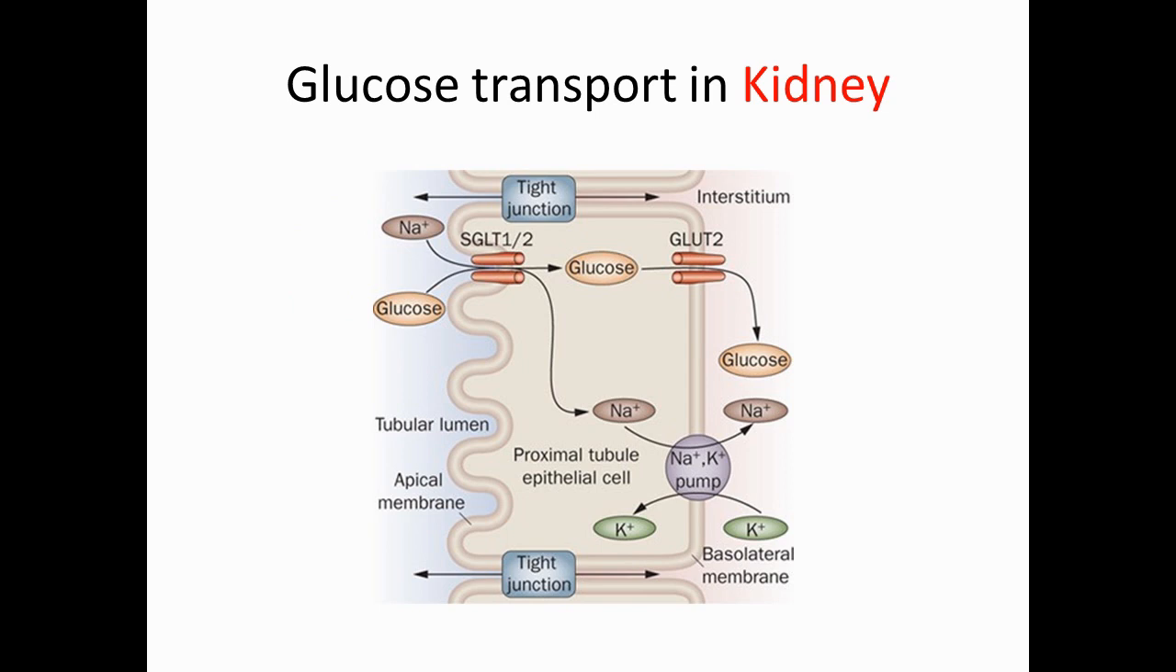So here is the picture of glucose transport in the kidney. As you can see in the picture, sodium and glucose will enter into cells with the help of the SGLT transporter, and that's why glucose concentration in the cell will get high compared to the blood vessels. So glucose will leave the cells with the help of the GLUT2 transporter, and the high amount of sodium will also be neutralized by the sodium potassium pump, and that's how glucose will enter back into the blood vessels.